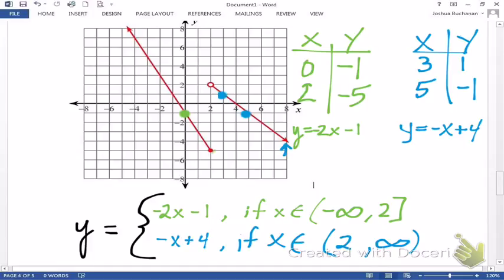Guys, this is defining piecewise functions with a graph already given to you.